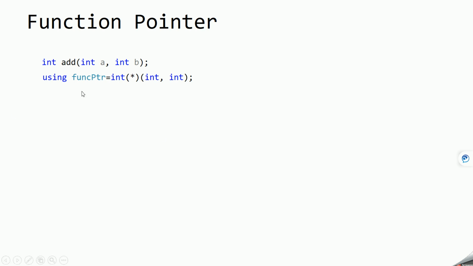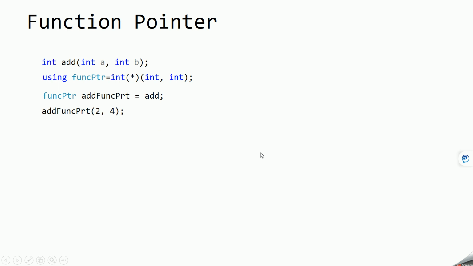So now using this func_ptr you can create an object of this type like this and assign the address of this function, and now add_ptr is a function pointer which is pointing to this add function, and with the help of this function pointer you can now call this add function this way. So at this time what will happen, this add function will get called and the result will be computed. So this is how you can create a function pointer using this alias name concept.